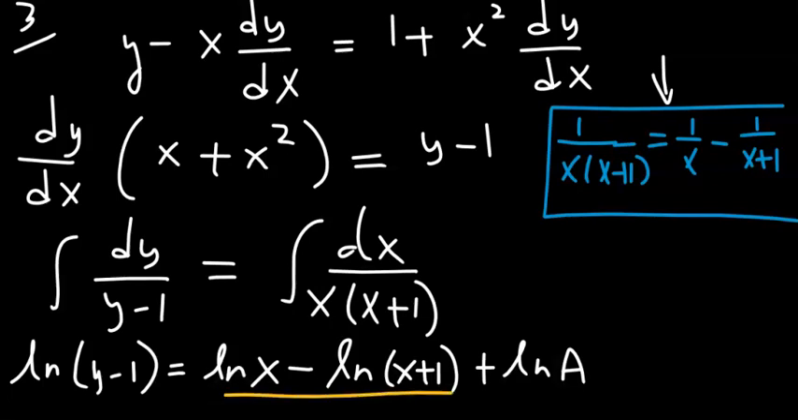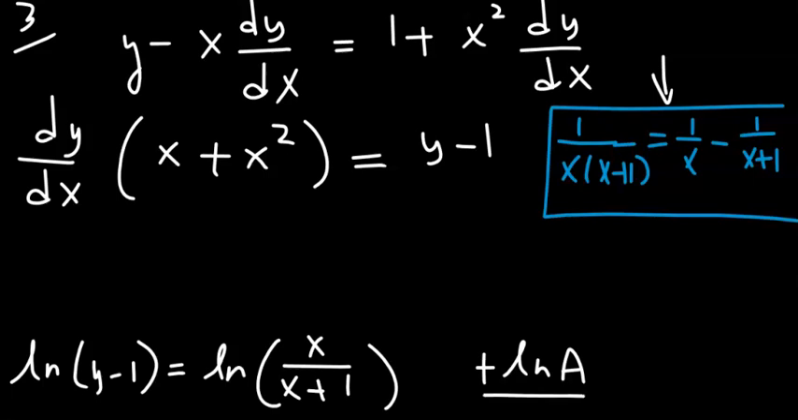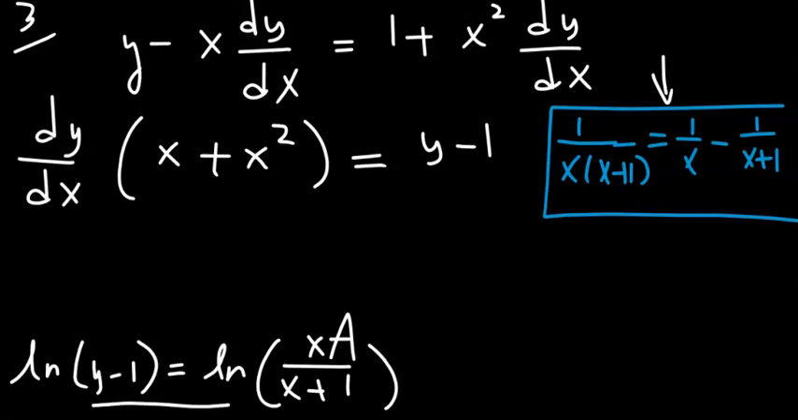Combining these two natural logs, we get natural log of x over x plus 1 plus natural log of a. We can even combine these two natural logs, and that's going to give us natural log of x times a over x plus 1. Comparing the two sides, that means we have y minus 1 is x times a over x plus 1.